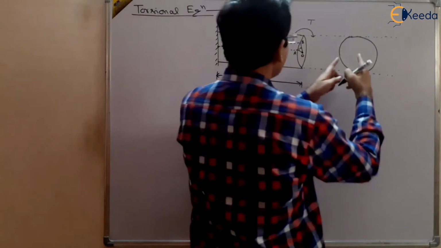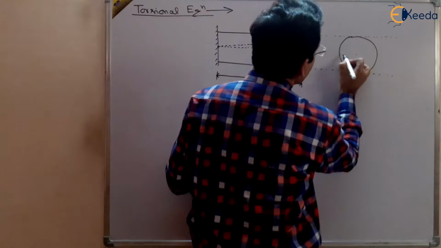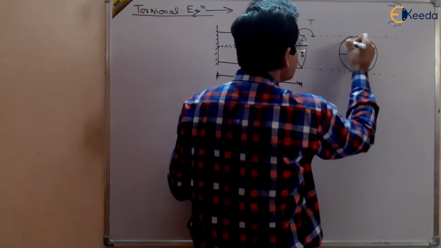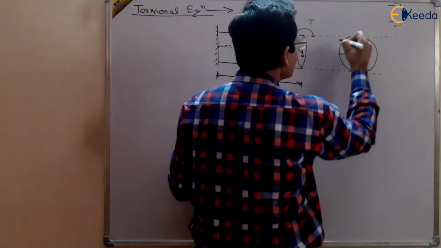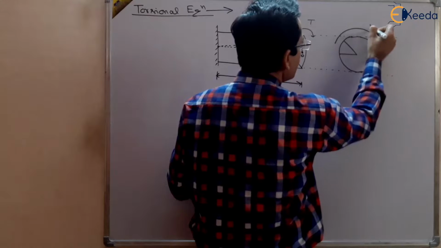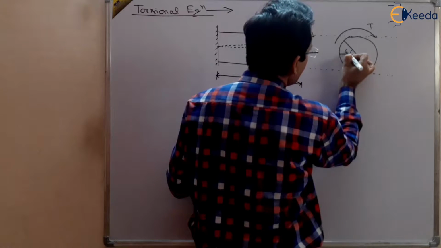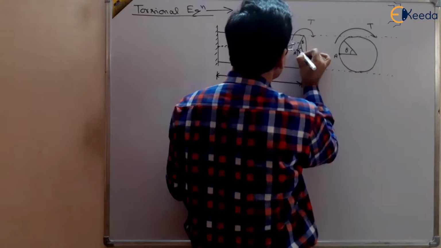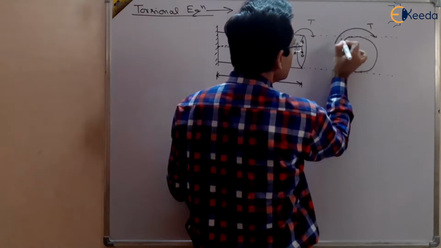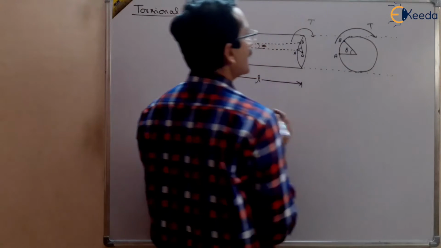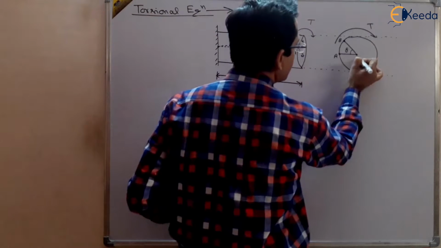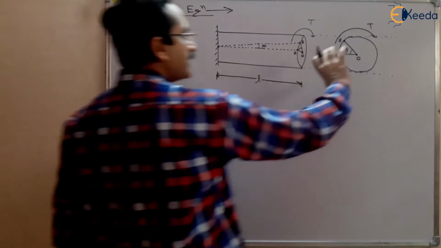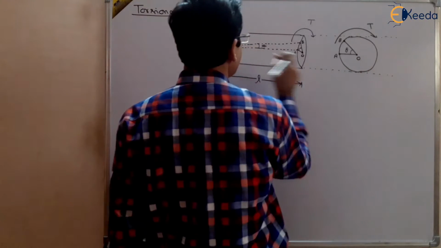And when I make it here, it will be more clear. Suppose this is our initial condition, and then there is a twist taking place like this due to application of the torque, right? So this is the angle of twist, theta, from position A to position B due to this twist. And this is our center O.